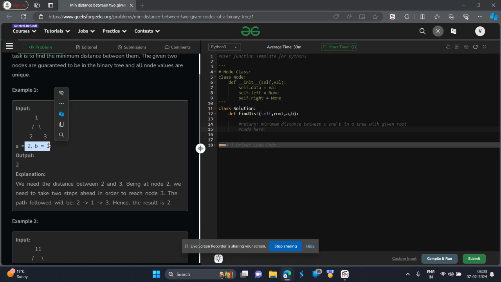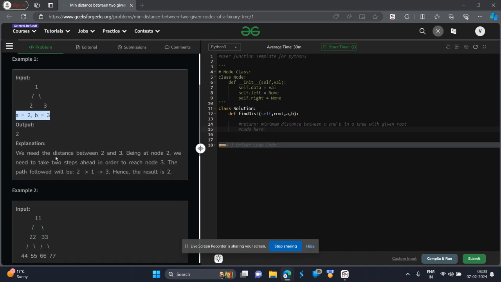See example 1. This is binary tree 1, 2 and 3, and we are being given a equals 2 and b equals 3. We have to find the distance between 2 and 3. As you can see, you can traverse from 2 to 1 and 1 to 3. So there is a total distance of 2 from 2 to 3.